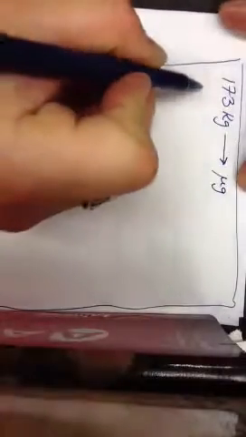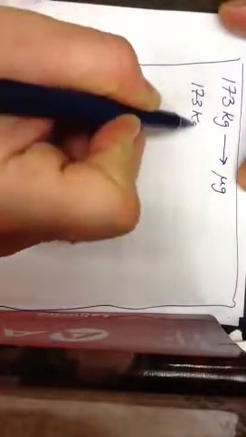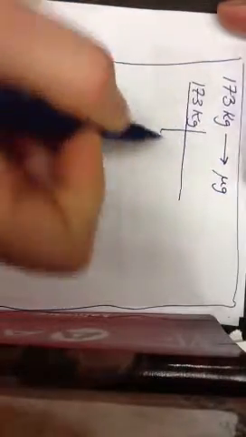Okay, this is a tutorial. I'm going to convert 173 kilograms into micrograms. So we start off a factor label with our given. We always start with our given in that first space.